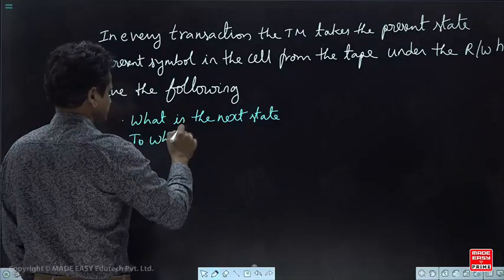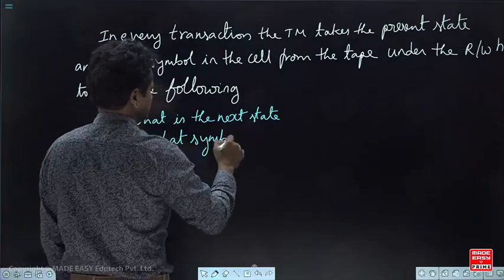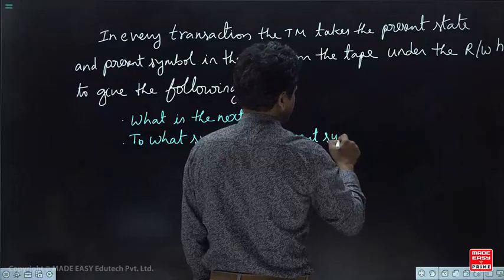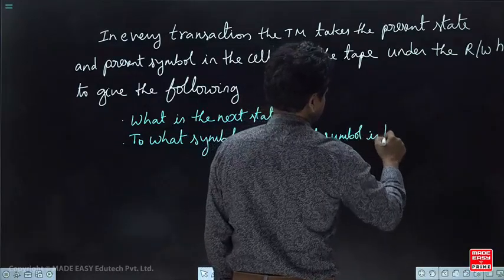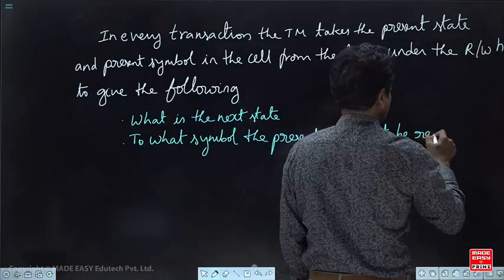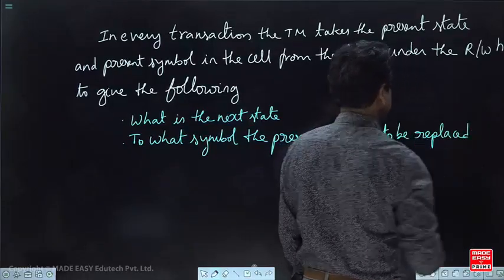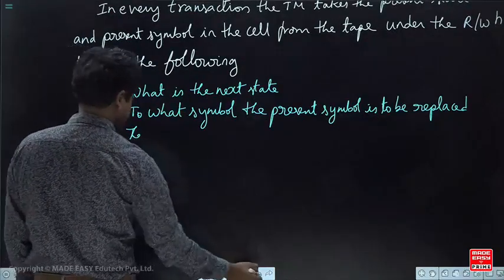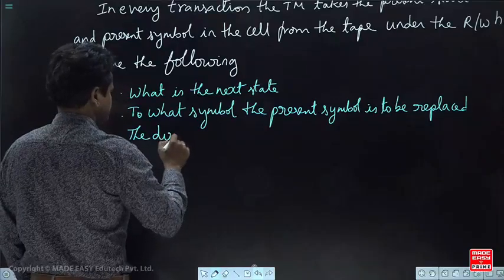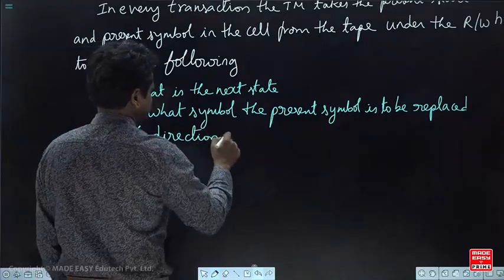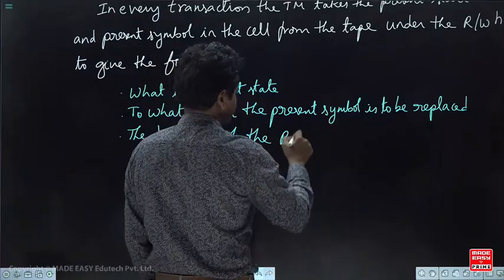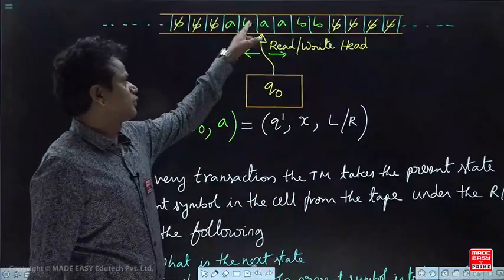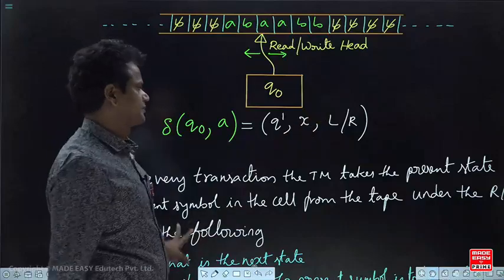To what symbol the present symbol is to be replaced, and the direction of the read or write head. Okay? I told you what is the next state, to what symbol it is to be replaced, and what is the direction, left or right. Okay? Next.